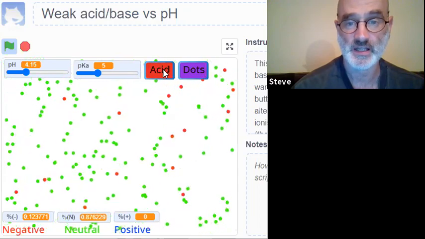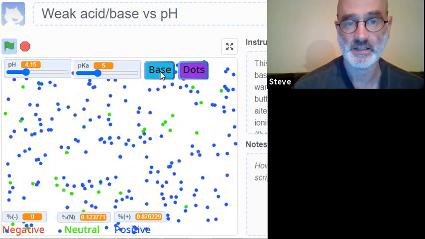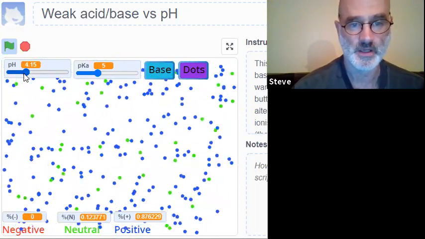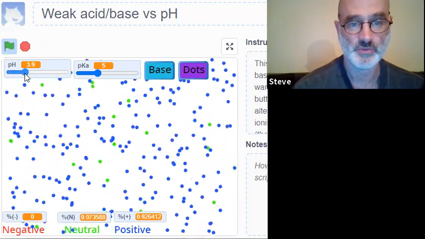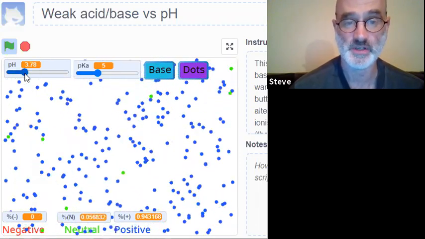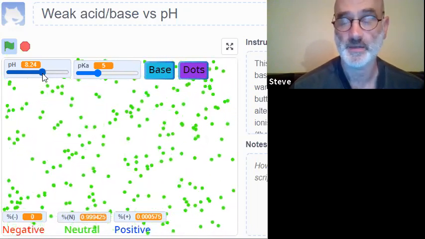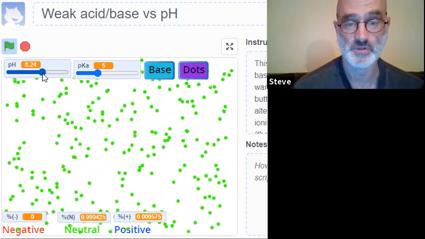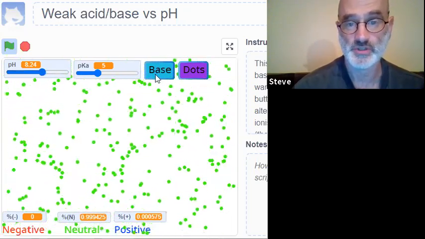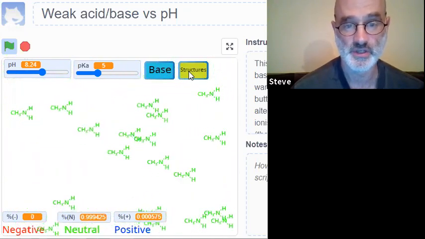Then I can do exactly the same. If I click on the acids button here, that is also a toggle, and it'll convert it over to bases. So here the students can see that if I drop the pH, the majority of the base is in the positive ion form. And if I increase pH, take it past the pKa, the base loses its proton and moves into the neutral form. I'm going to go to the dots toggle so that they can see the structures.